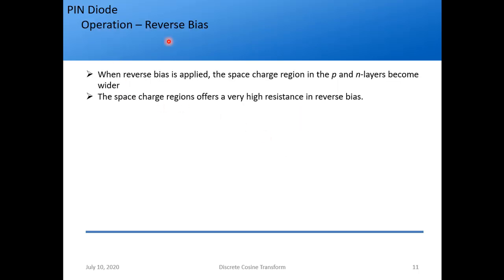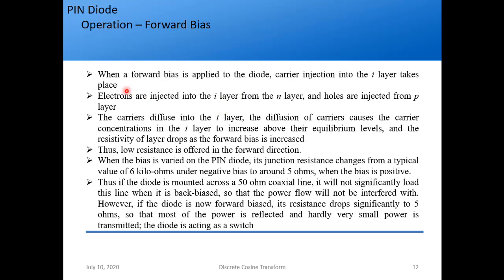Then what is the operation in reverse bias? Obviously we will have high resistance. We have already seen this. But what happens when a forward bias is applied? Carrier injection into the I layer takes place. Electrons are injected into the I layer from the N layer, because for the N layer the majority carriers are electrons, and holes are injected from the P layer. What does this do? It reduces the resistivity, right? Once it reaches above the equilibrium, the resistivity of the layer drops as the forward bias is increased. So low resistance is offered in the forward direction.